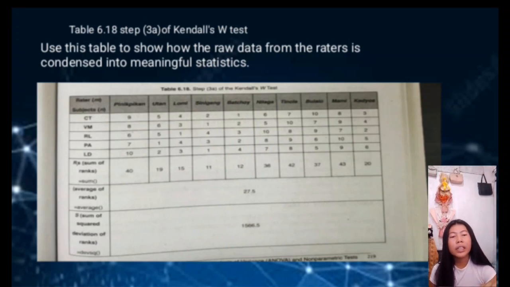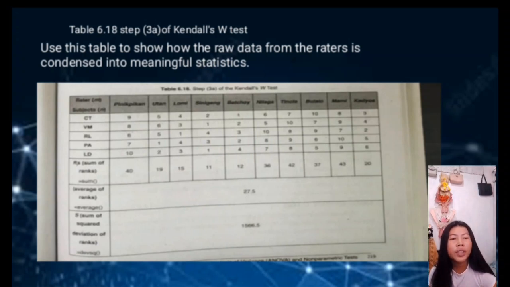Next is getting Kendall's W. We will use the formula W equals 12S divided by M squared times the quantity N cubed minus N. Given the values, S equals 1566.5, M equals 5, the number of judges, and N equals 10, the number of dishes. So the solution is W equals 12 times 1566.5 all over 5 squared multiplied by the quantity 10 cubed minus 10.